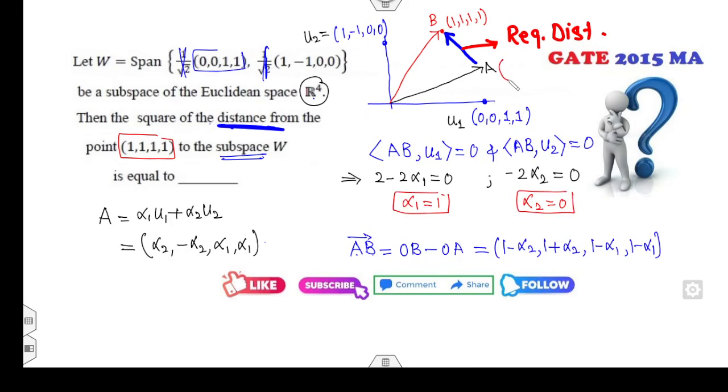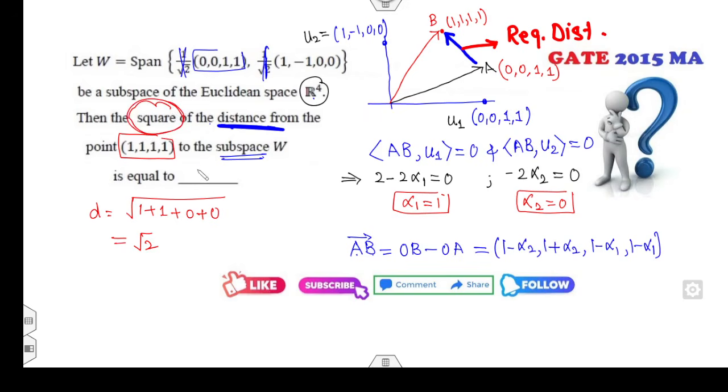So what is the coordinate of A? A will be 0, 0, 1, 1. Fine. And once you know the coordinates, can you find the distance? By using the distance formula, 1 minus 0 squared, 1 minus 0 squared, 1 minus 1, 1 minus 1. That is root 2. And your target is to find the square of the distance. The square of the distance is 2, which is the correct answer.